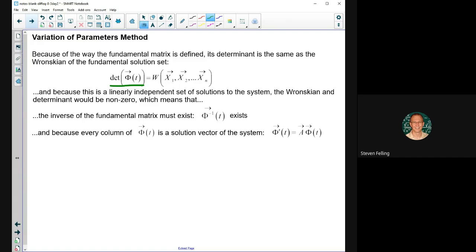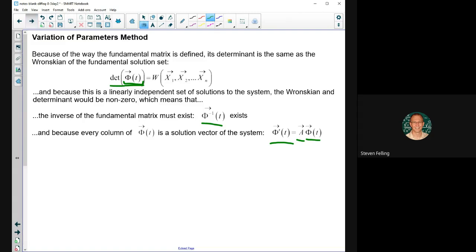In other words, if we are able to find this fundamental matrix phi, we will be able to find an inverse matrix phi inverse. Okay, and because every column of phi is a solution vector, it means that this matrix here represents a solution to the system. I should be able to plug it into the system and say phi prime equals that coefficient matrix times phi. So far, we're just talking about homogeneous systems.